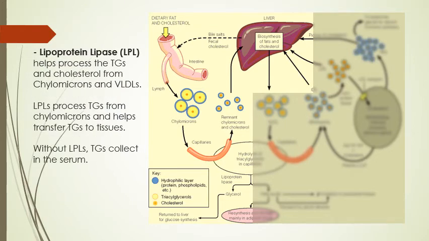Another big important thing to talk about on this slide, or at least this part of it, is that in order to deliver triglycerides to the tissues, a protein called lipoprotein lipase is required. So it helps process the triglycerides and cholesterol from chylomicrons and the VLDLs, the other big lipoprotein that has a very low density. So LPLs process triglycerides from the chylomicrons and help transfer triglycerides to the tissue so they can be processed. So you can see on this chart here, they get processed into glycerol. They get used towards glucose synthesis, and we require LPLs in order to process triglycerides. You can see there, without LPLs, triglycerides collect in the serum, which is bad.